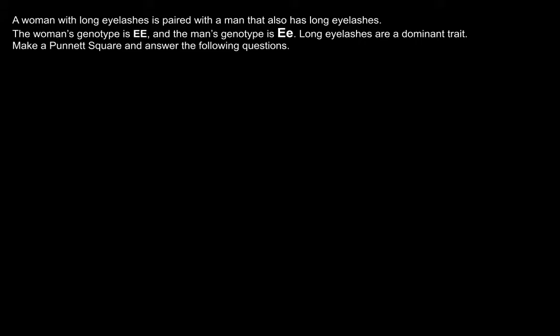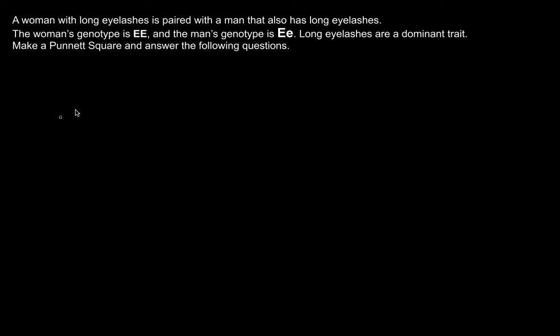We have a classic exercise of Punnett squares. They all set up the same way. All that changes is the genotypes of the organism. So let's take a look at this one. It reads, a woman with long eyelashes is paired with a man that also has long eyelashes.